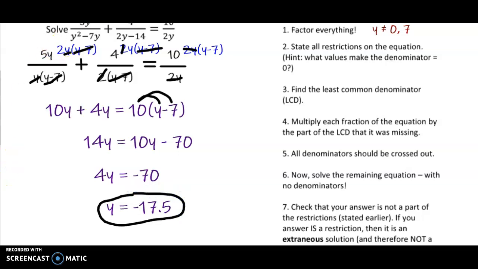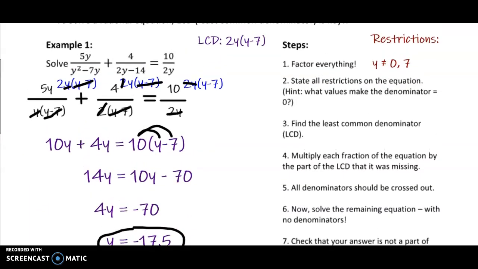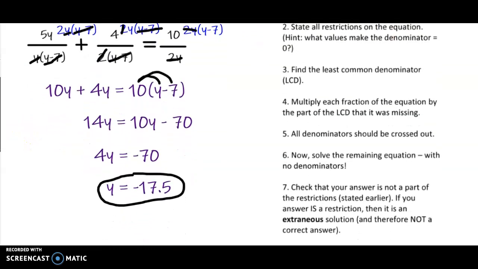The last step is very important. You need to go back and look at your restrictions. Is the answer you got part of the restrictions you wrote earlier? My answer is negative 17.5. When I go back and look at my restrictions, they are 0 and 7. Because negative 17.5 is not 0 nor 7, then my answer is y equals negative 17.5.